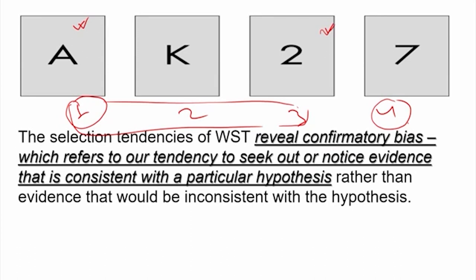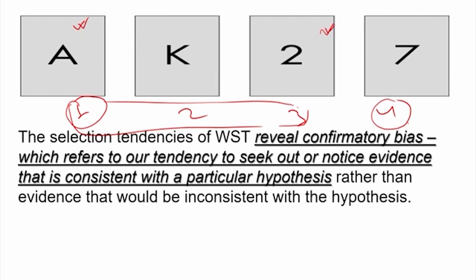People generally make this error because of the confirmatory bias, which refers to our tendency to seek out or notice evidence that is consistent with a particular hypothesis. So, we're testing this hypothesis, and we believe that we should check the card with the vowel on it and the even number on it. This is what is called the confirmatory bias, rather than seeking evidence that would be inconsistent.